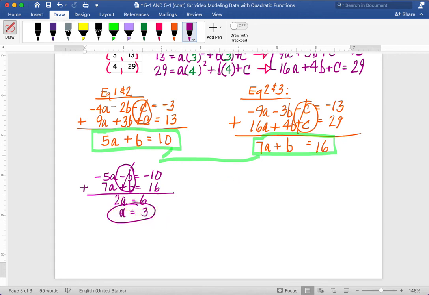Find the b. It doesn't really matter which one I substitute into. I'm going to use 5a plus b equals 10. A is 3. This is 15, and when I subtract 15 from 10, I get b is negative 5.